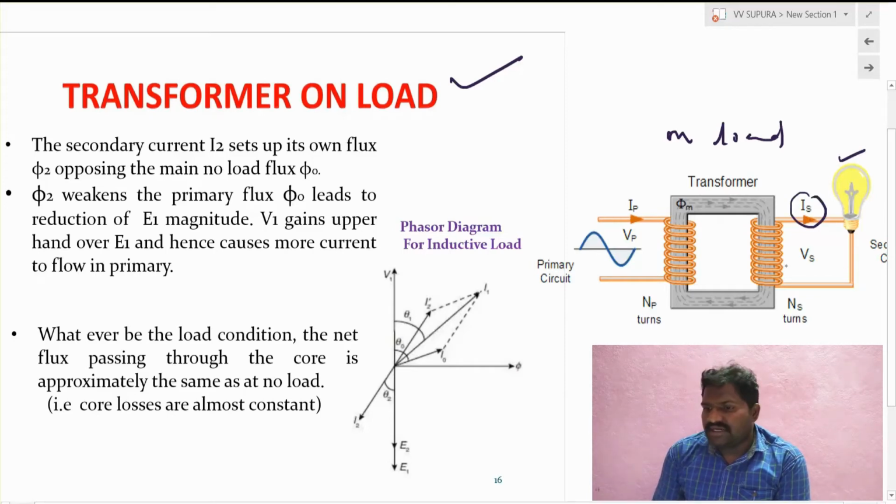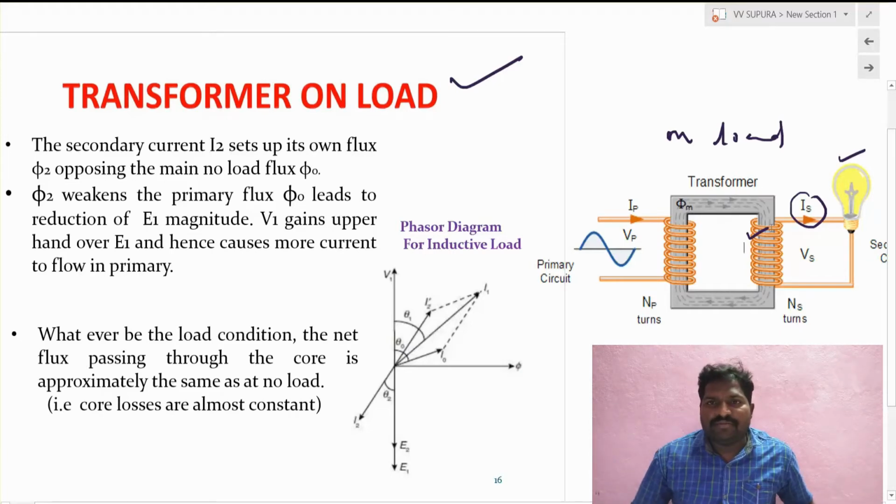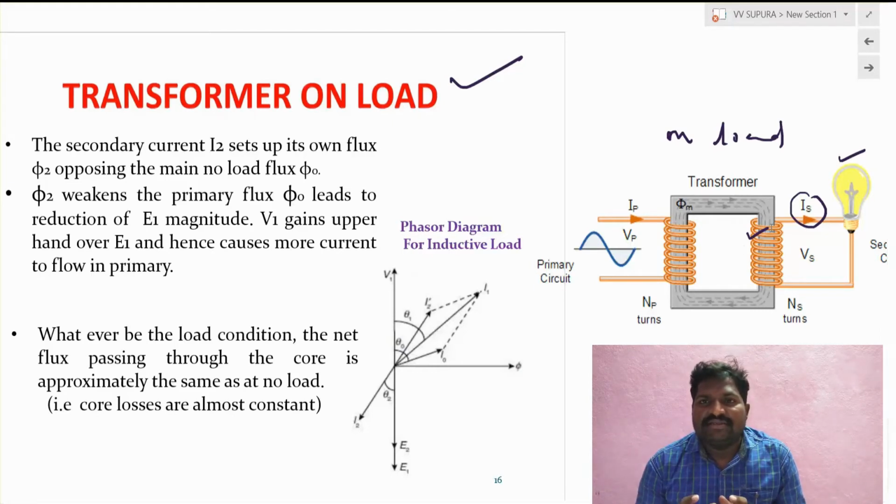So here we have to understand, when the secondary current I2 sets up its own flux in the secondary side, the flux will be set up as the current flows. When the load is connected, the current will flow through the load on the secondary side. Whenever the current I2 sets up its own flux in the secondary winding, it will definitely oppose the main flux, or it will weaken the main flux.